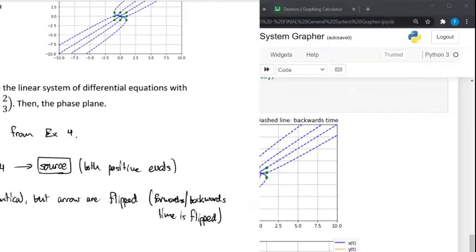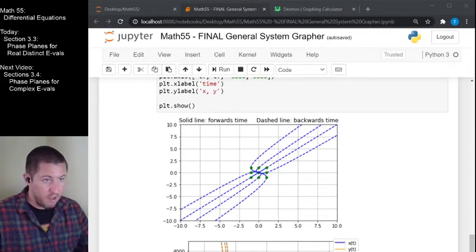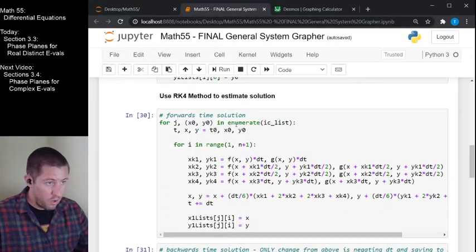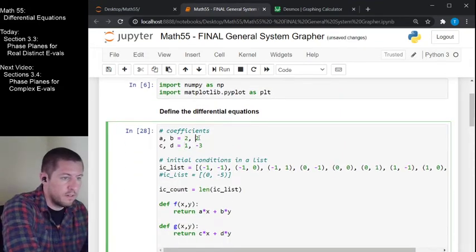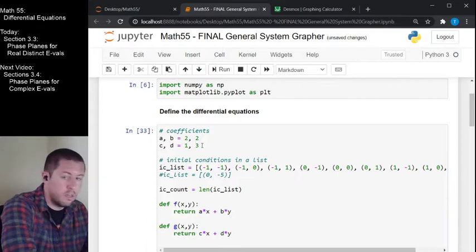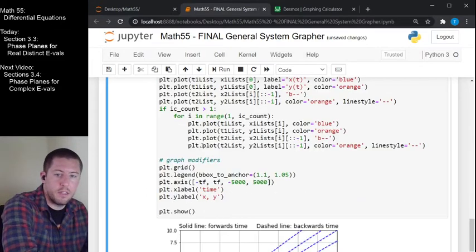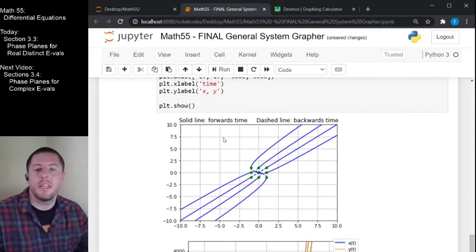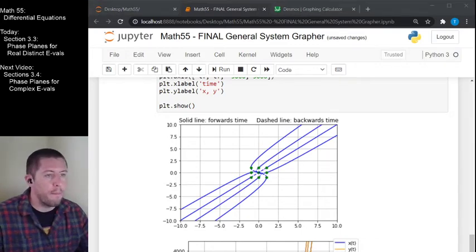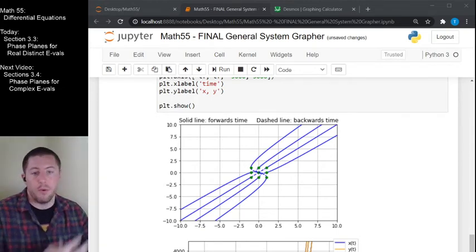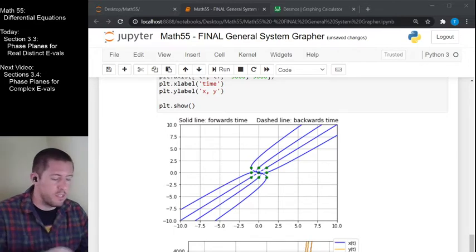Let's just super quick go over to Python and see that, and then we'll summarize and call it a video here. So all I'm going to do is just get rid of the negatives on these terms right here. Rerun everything, and boom, we get the exact same graph, but the solid and dashed lines have switched where they're at, meaning forwards time is to go away. Backwards time is what would actually suck us back towards the origin right there.